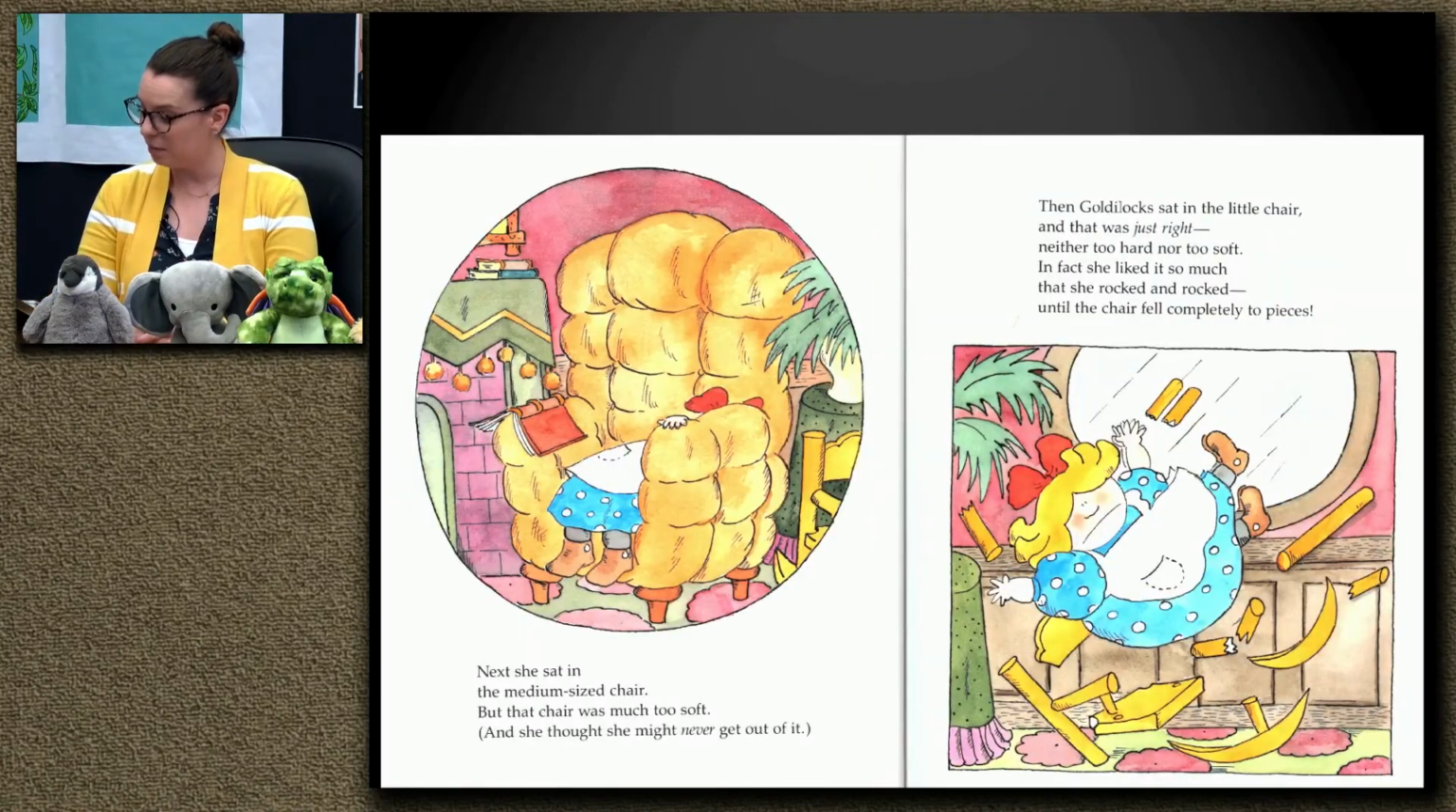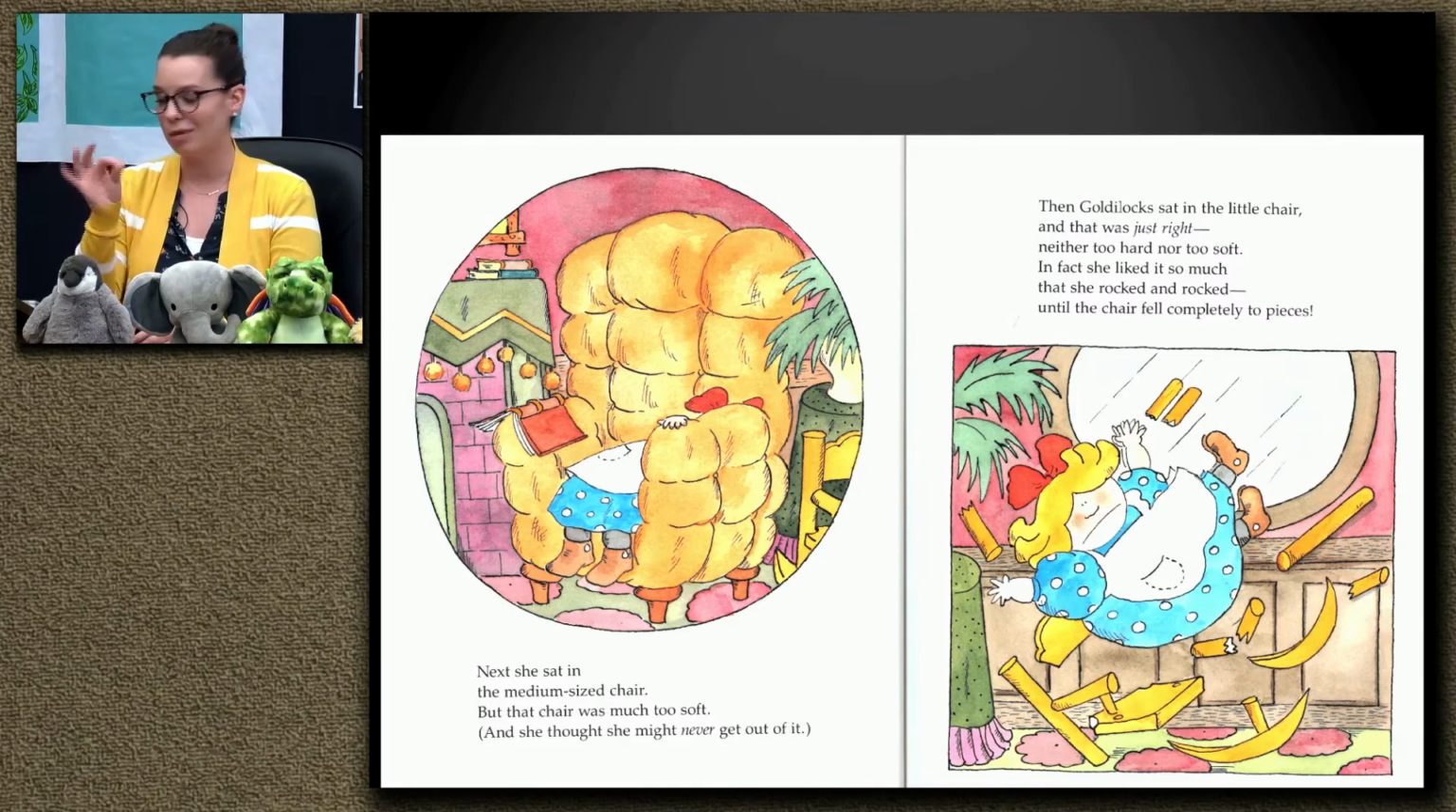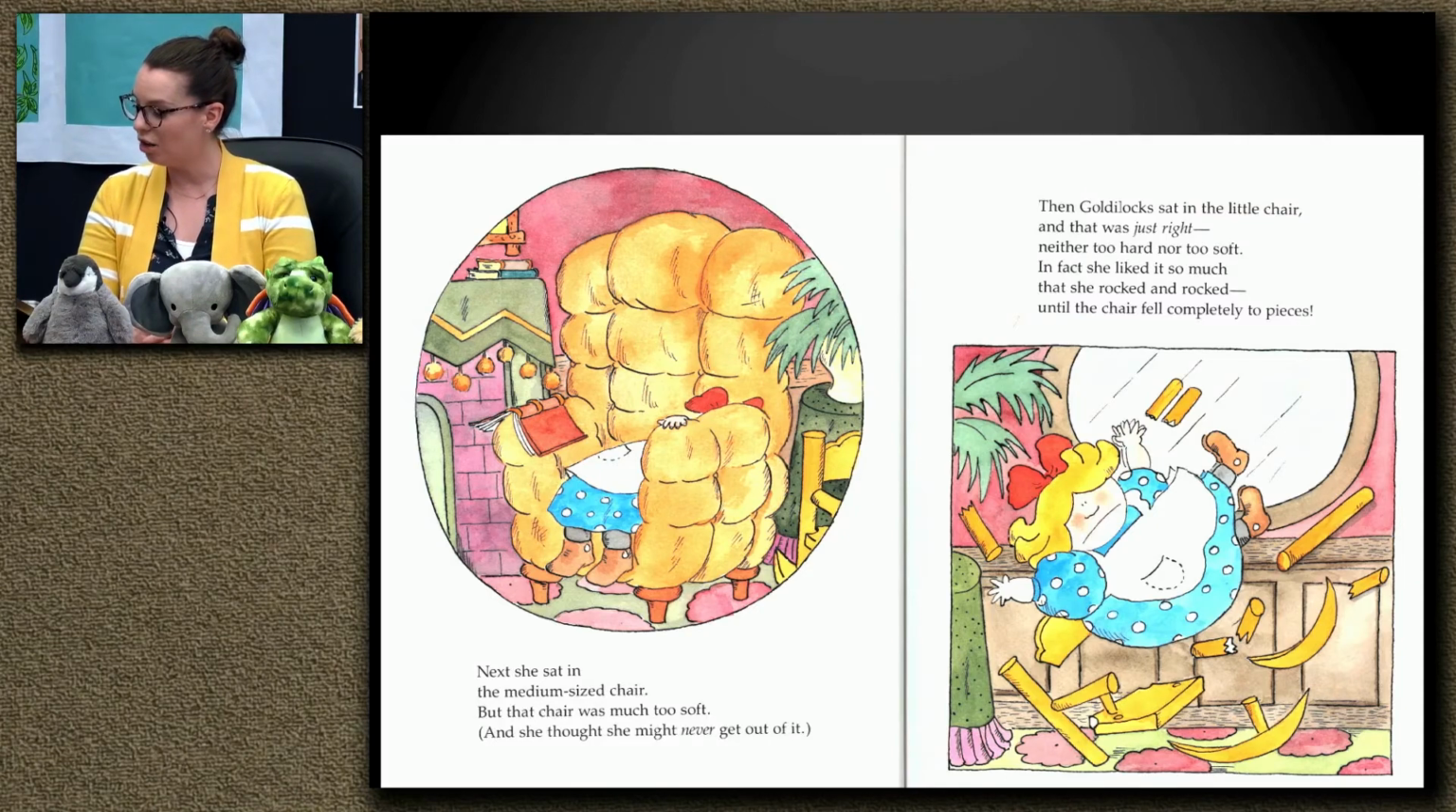Next, she sat in the medium-sized chair, but that chair was much too soft, and she thought she might never get out of it. Then Goldilocks sat in the little chair, and that was just right. Neither too hard nor too soft. In fact, she liked it so much that she rocked and rocked until the chair fell completely to pieces.